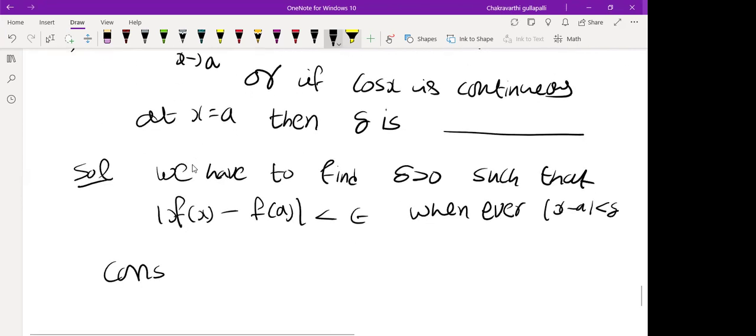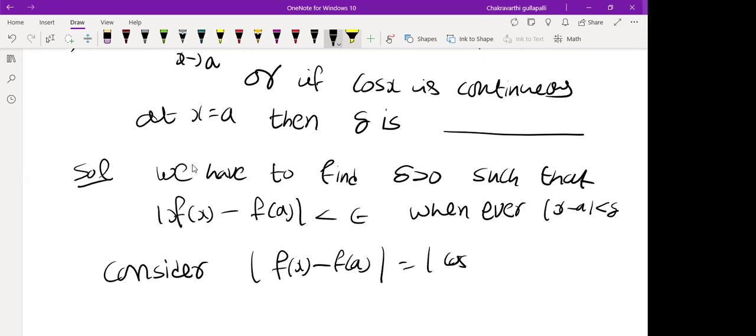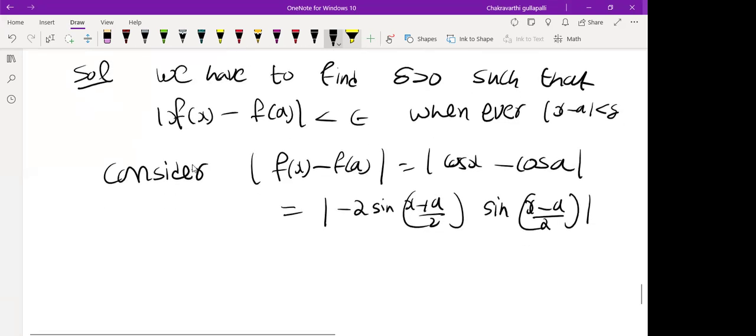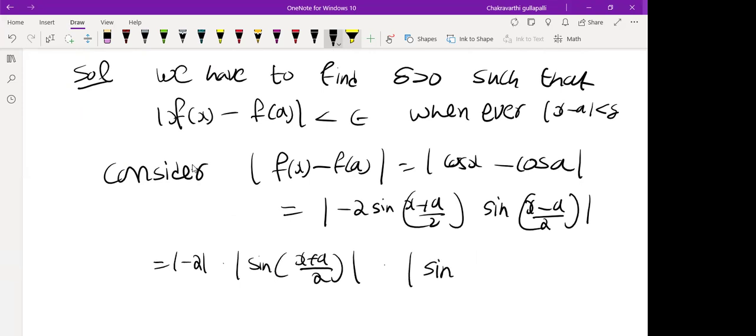So consider f(x) minus f(a). What is this equal to? cos x minus cos a. This is in the form cos C minus cos D, which is minus 2 sin((C plus D)/2) sin((C minus D)/2). My modulus of this will be modulus of minus 2 sin((x plus a)/2) into sin((x minus a)/2). Modulus of minus 2 is 2.